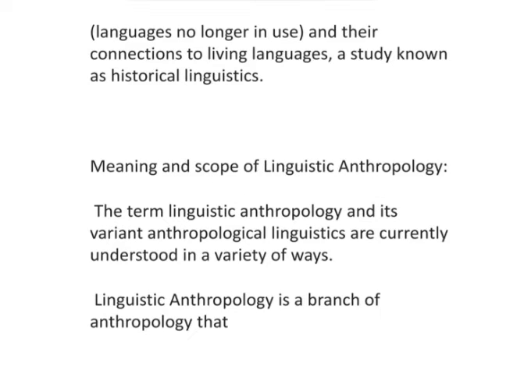Meaning and scope of linguistic anthropology. The term linguistic anthropology and its variant anthropological linguistics are currently understood in a variety of ways. Linguistic anthropology is a branch of anthropology that deals with the study of language in relationship to biological as well as cultural aspects of human beings. It examines the structure of language, its use, origin, development, and classification in relation to specific cultures.